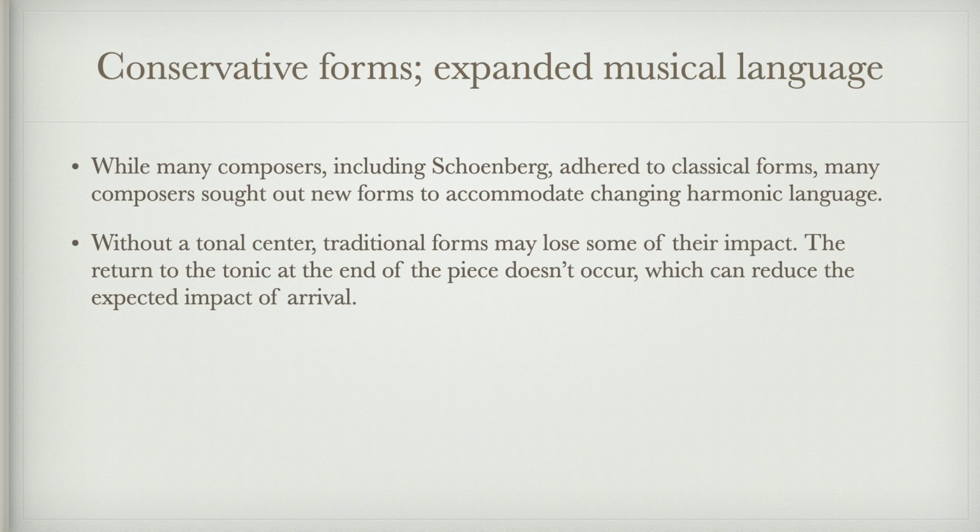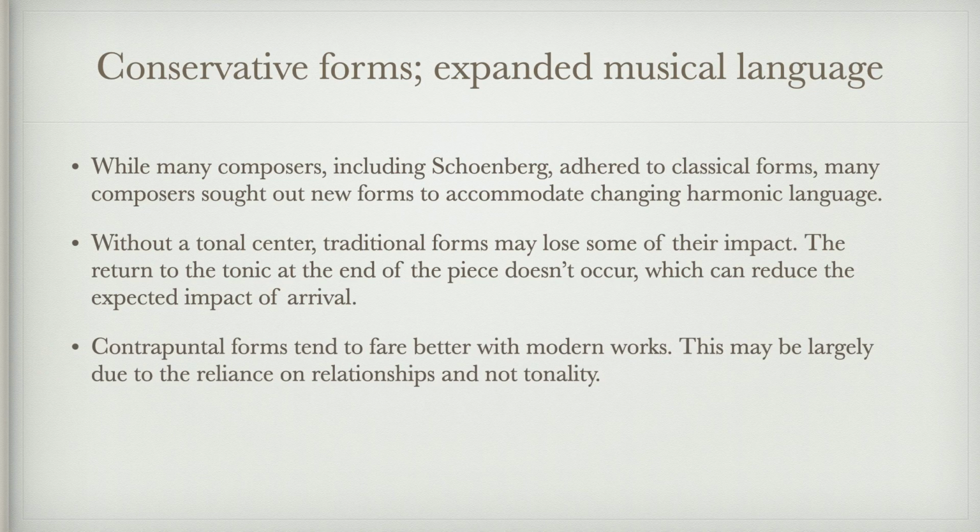So without a tonal center, traditional forms may lose some of their impact. The return to the tonic at the end of a piece typically doesn't occur in an atonal work, and that can reduce the expected impact of arrival. So one solution for this is to create the sense of a tonic in other ways, even in atonal works. Schoenberg was famous for this. He'd start a piece on one pitch class and he'd end on the same pitch class. Even though the work was atonal and trying to avoid a tonal center, the form still managed to have somewhat of a tonal impact, because otherwise the piece tends to lack logic.